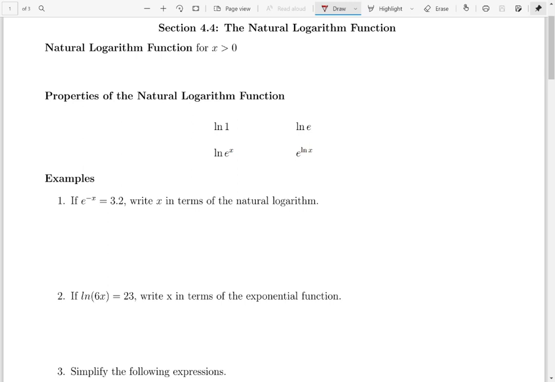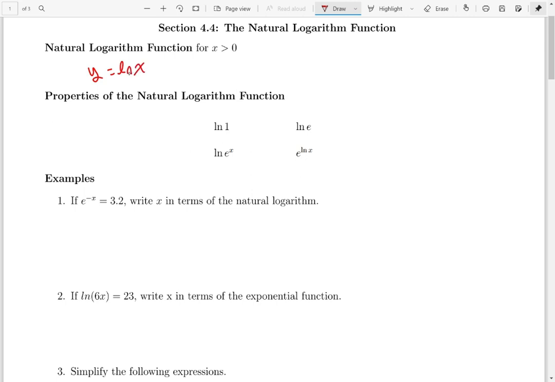The natural log function. Specifically, now that we've discussed this thing called the exponential function, we're going to talk about the natural log function. And hopefully you recall from some point in the past, there's this thing called the natural log function. So, what is that function? That is, y is equal to ln of x.